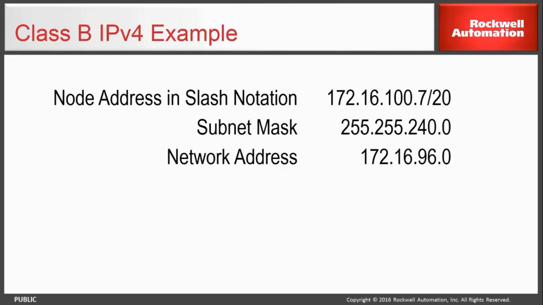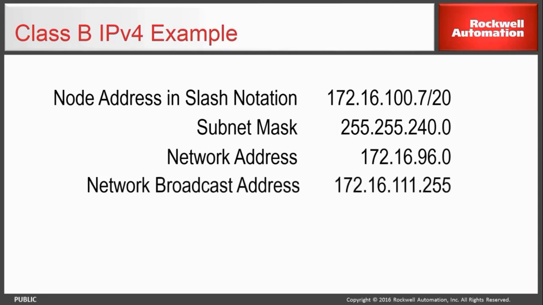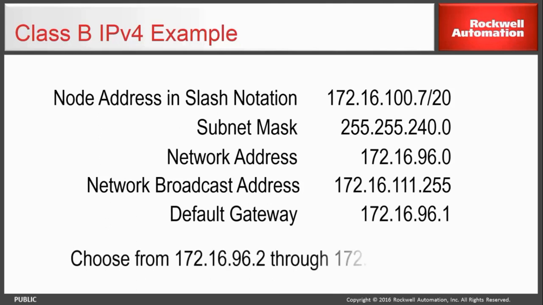Setting aside the subnet ID of 172.16.96.0, the network broadcast address of 172.16.111.255, and the default gateway of 172.16.96.1, we are left with a valid range from 172.16.96.2 through 172.16.111.254.